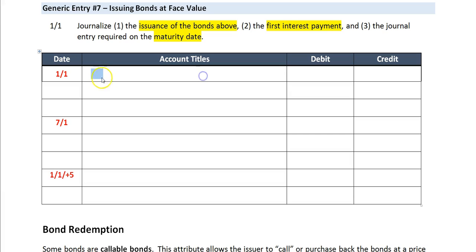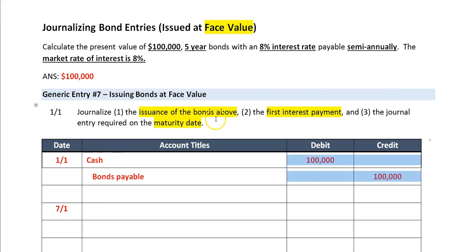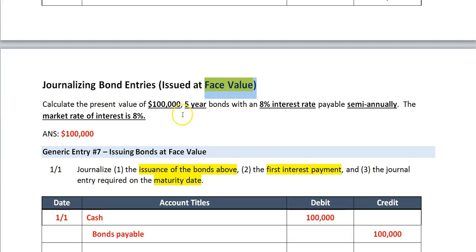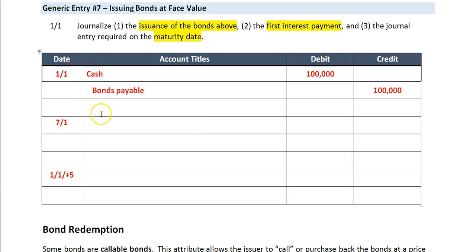So when we issue the bonds, we're going to collect cash, and we're going to have bonds payable on our books, and both are going to be for $100,000. There's no premium or discount. That's the nice thing about when they're issued at face value. There's no premium or discount to deal with.